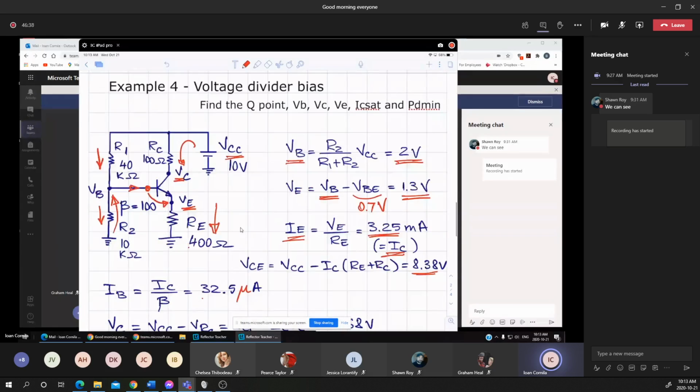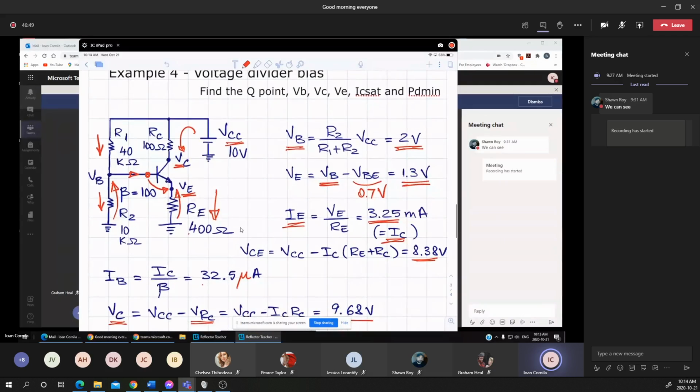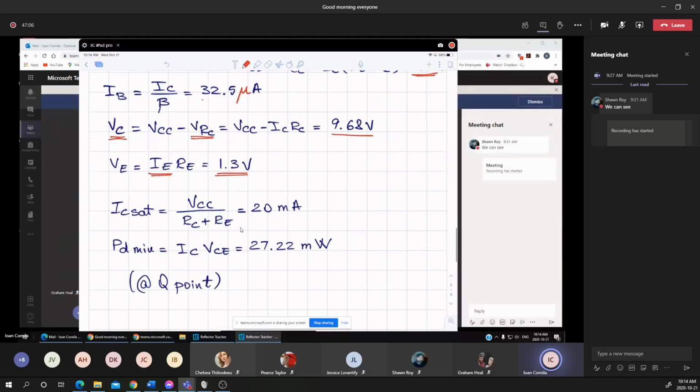To find the voltage VE, again, I explained that the VE is actually the voltage across RE. And we just determined that the VE is 1.3 volts, or we can do it in reverse order. Suppose that we know, or it's given, the IE. Knowing the IE and knowing the RE, we can find the voltage as 1.3.